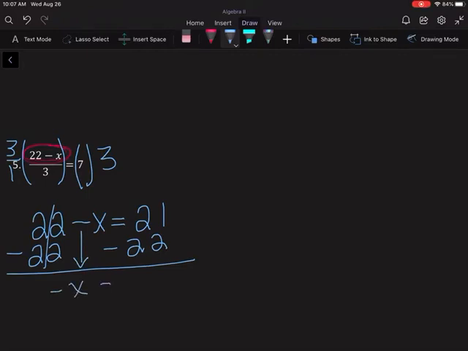And I still got to drop down this negative with the x. And I have negative 1. And my last step would be to divide out that negative to get x is equal to positive 1.